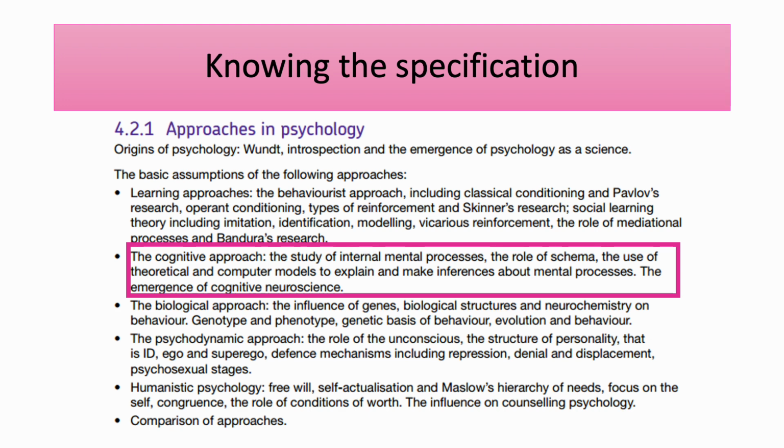So the cognitive approach consists of various different elements. You have to be aware of the study of internal mental processes, the role of schema, the use of theoretical and computer models to explain and make inferences about mental processes, as well as the emergence of cognitive neuroscience. So there's a number of different elements that make up the cognitive approach. And so we will start by examining the main assumptions, everything that underpins all of these little subheadings that we're going to go through in this video.